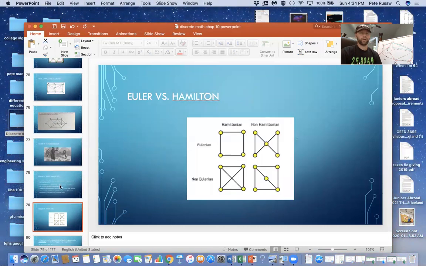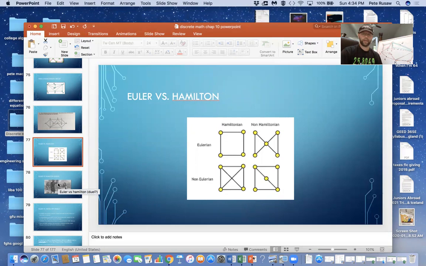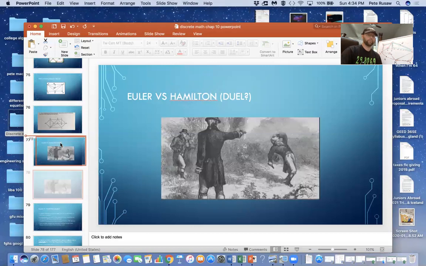So how do we compare these Eulerian and Hamilton circuits? There's a slide kind of showing some graphs that do and don't work in the different scenarios. I accidentally flipped those slides around.